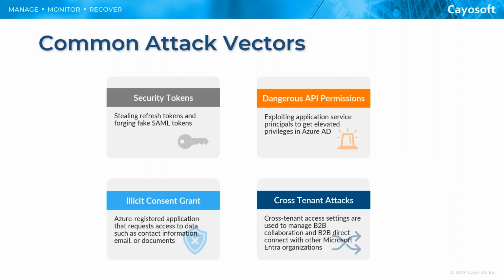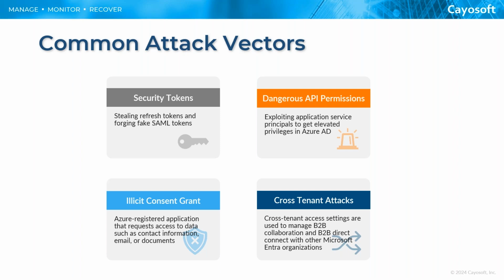So common attack vectors in Entra ID is a little bit different when it comes to some of these, but similar in nature. Security tokens. So what's that involve? Now I'm stealing refresh tokens and forging fake SAML tokens to get access through federation. Could involve dangerous API permissions. What are API permissions? They're the permissions within the Entra applications that allow me to get access to critical resources.